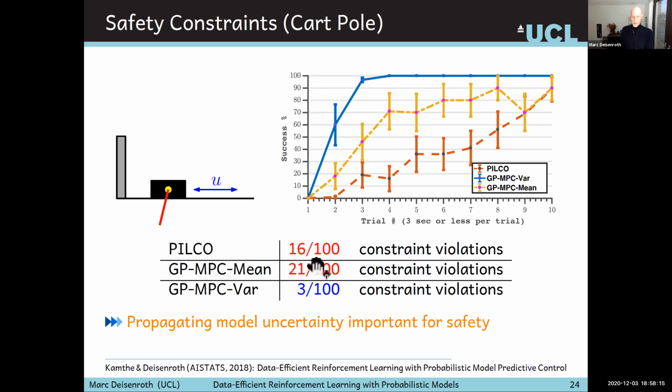see here. So we ran 100 experiments, and if we only look at the mean prediction for checking whether constraints are violated, we have about 20% violation of the constraint, whereas we are in the low numbers if we actually take the variance into account. So again, here model uncertainty, or propagating model uncertainty, is important for safety as well. And this is safety during training. It's not only during testing.